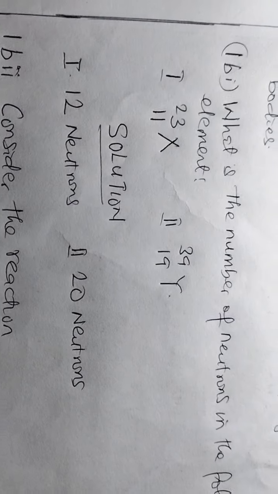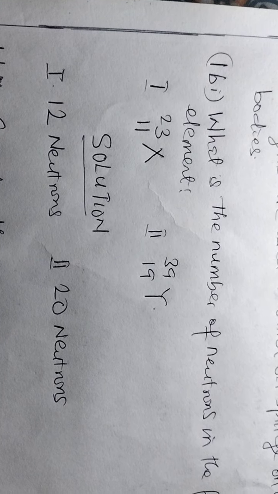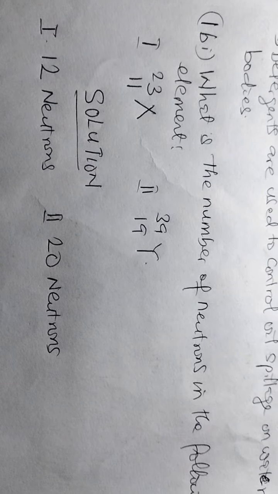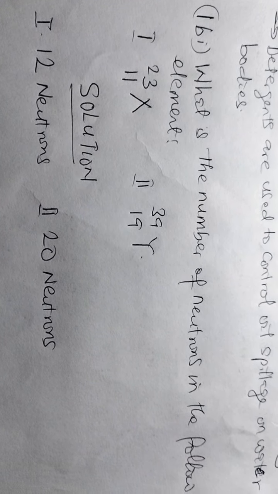So going to the solution, for I, the answer is 12 neutrons. 23 minus 11 is 12. For II, the answer is 20 neutrons. 39 minus 19 is 20 neutrons.